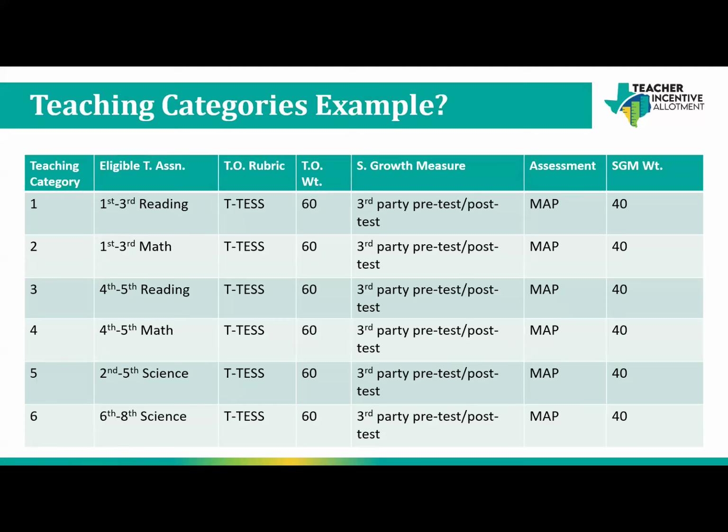So I want you to just think about that for a second. Think of your answer in your head. You don't have to do anything. Just think about it. Hopefully, if you said no, you are correct. This is not correct because all of these are using t-tests at 60% and they're all using MAP at 40%.